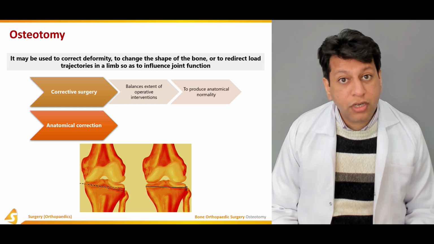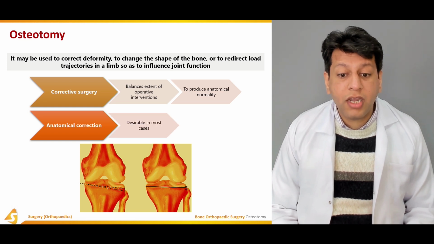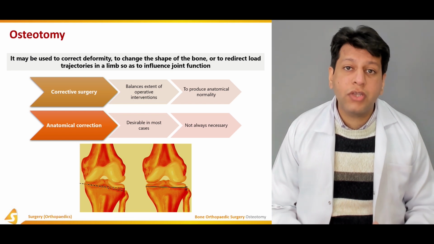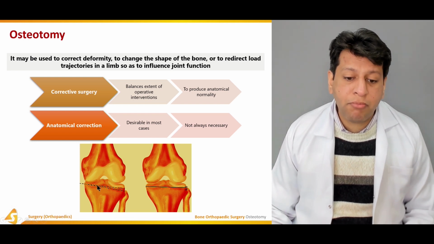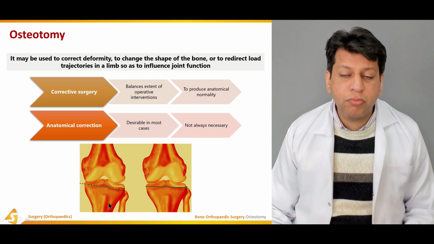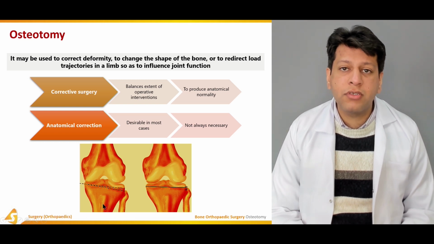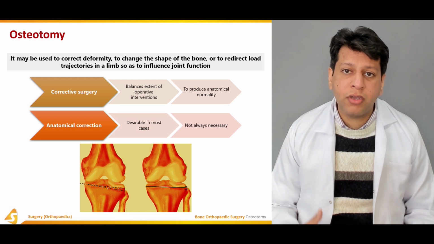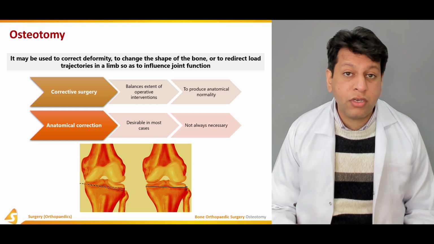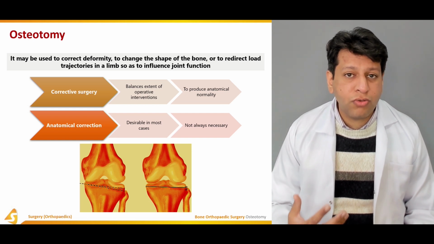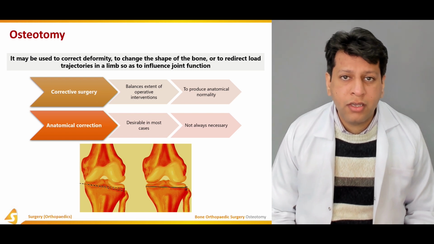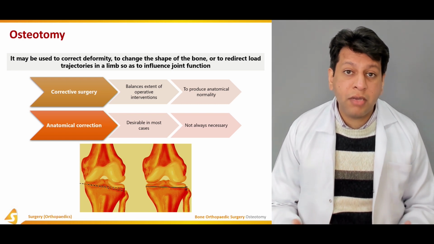Then it could be for anatomical correction. That is desirable in most cases, but not always necessary. For example, instead of a problem at the joint, this could be a problem somewhere lower down in the diaphysis of the tibia. But if it is not hampering the gait, it's not a nuisance for the patient, and there are no degenerative changes in the joint, we don't really need to correct the limb alignment.